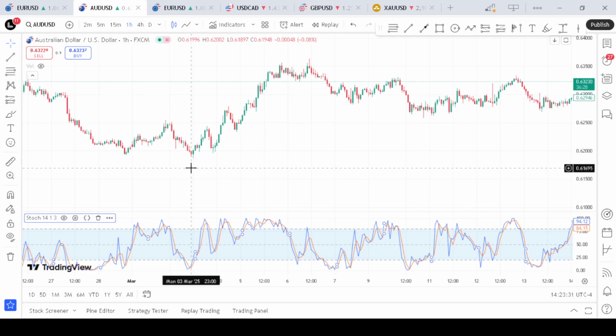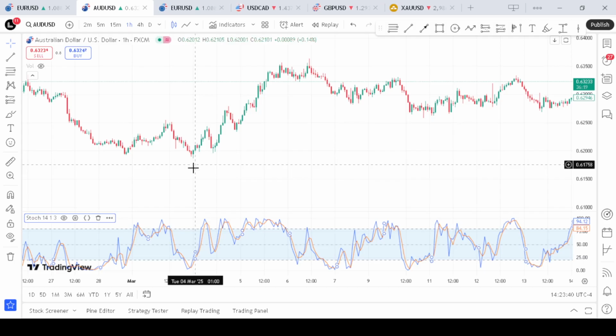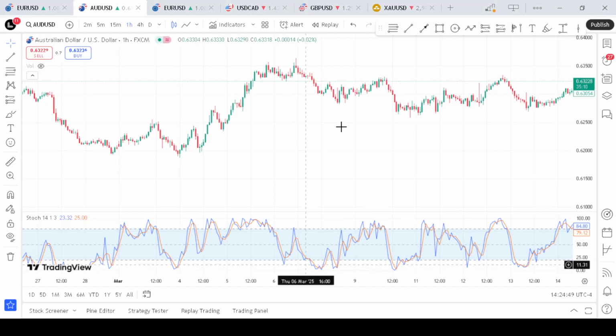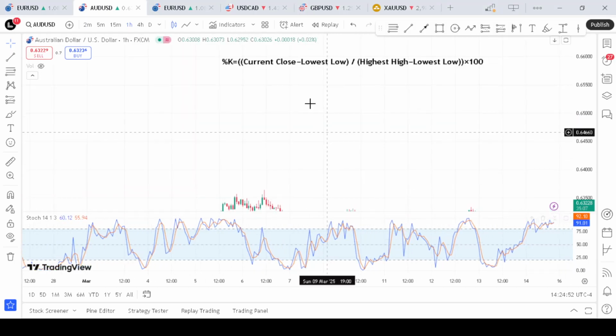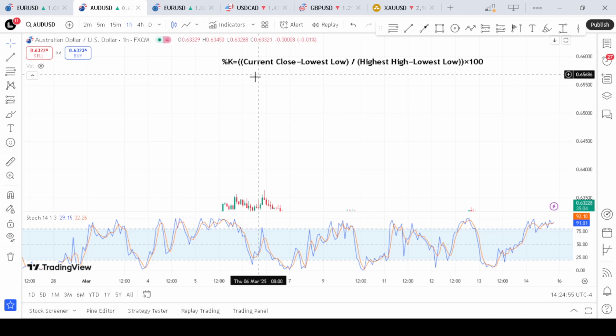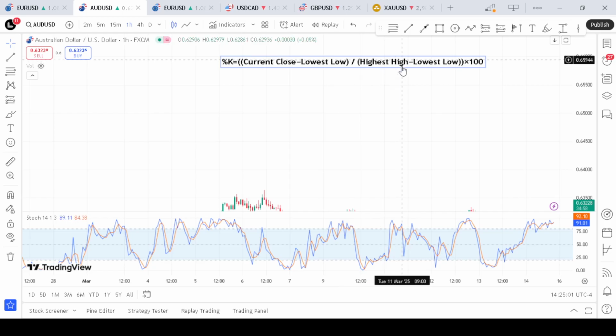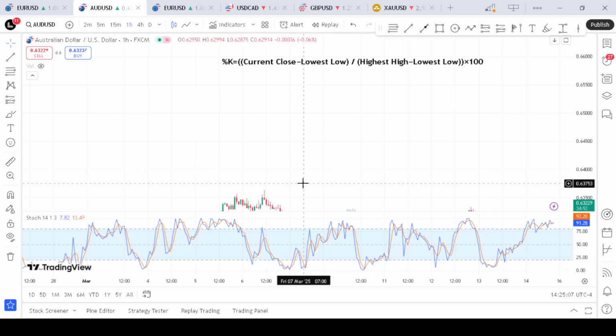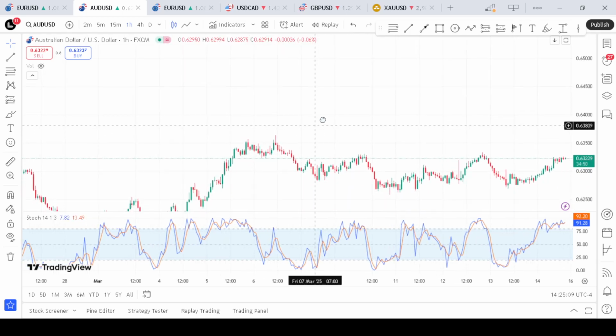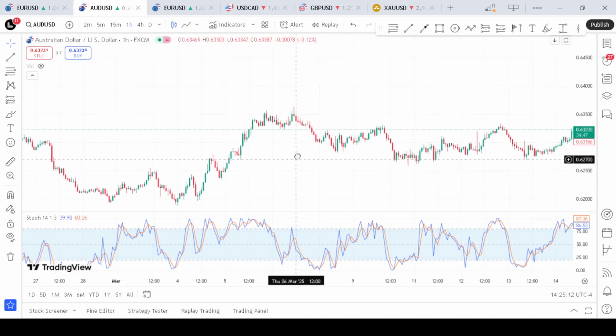Now, the formula for the percentage K is straightforward. As we can see from my screen, the percentage K is equal to the current close minus the lowest low, divided by the highest high minus the lowest low, all multiplied by 100. The percentage D line is calculated as a 3-period simple moving average of the K line. You can bear this in mind.